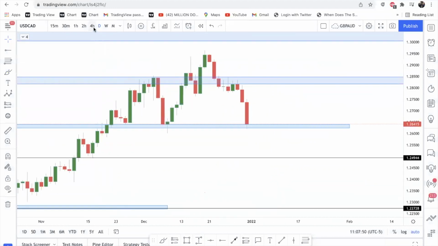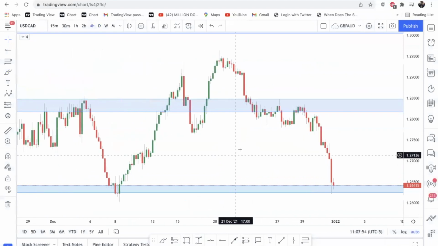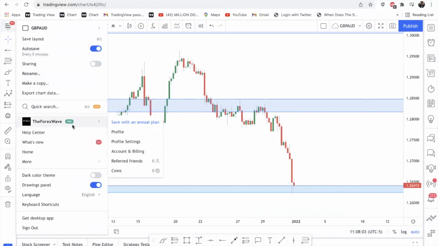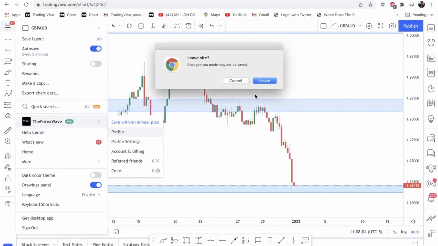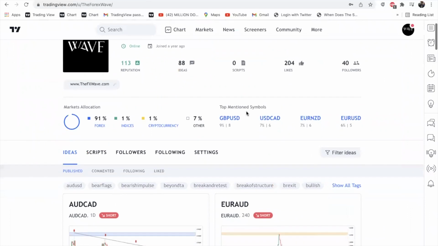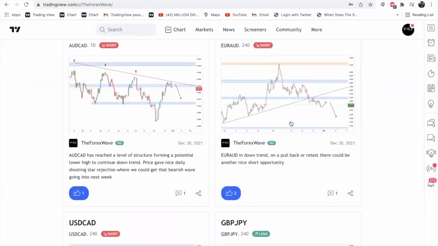It continues to roll over that early, because I sent this out. You guys can go to the free Telegram, or if you're in a private Discord, you will see this. Actually, you can see I sent this out right here. You can go to my profile. You can also follow us on TradingView at the Forex Wave. You can see right here, I sent all CAD out here before it continued.